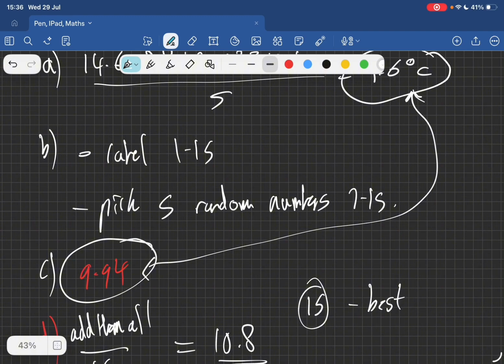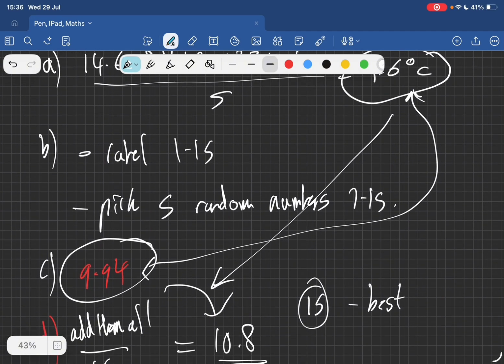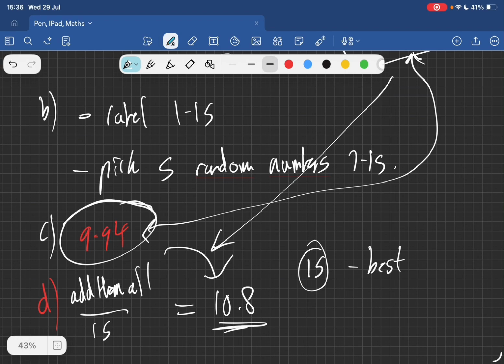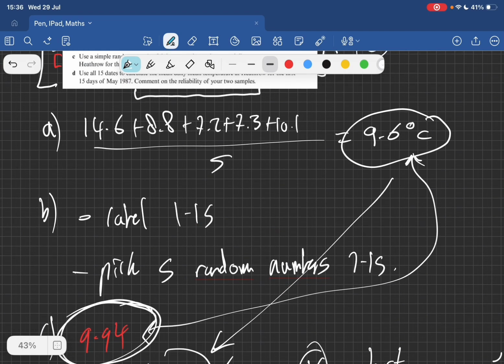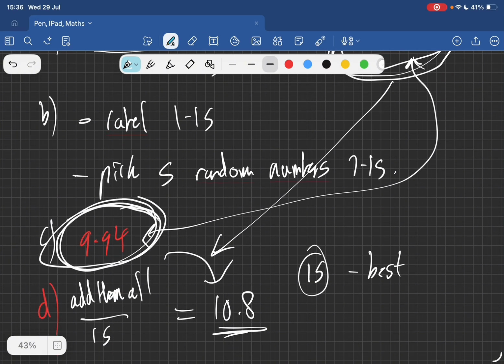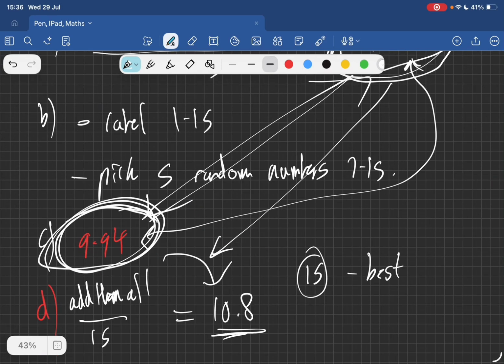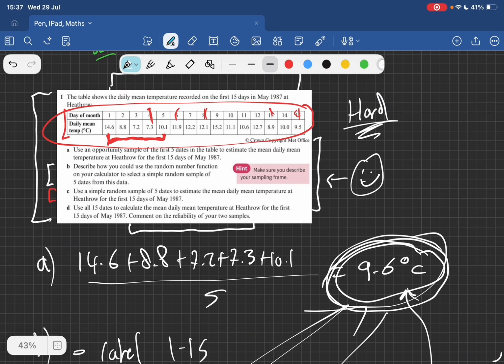As you can see, these are not equal to 10.8. They're weaker at representing the whole population, but our random sample was better than the first 5. That doesn't necessarily mean the first 5 is always worse, but we can comment on the fact that this was closer. Not massively closer, but it was closer. And that is question 1.